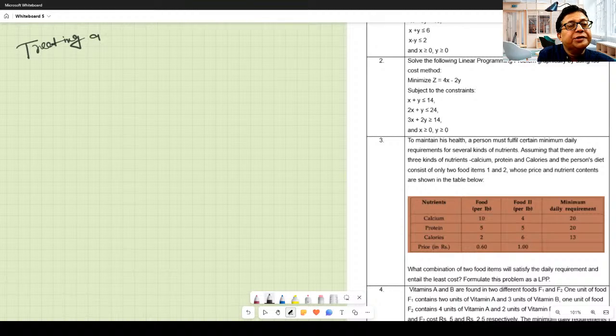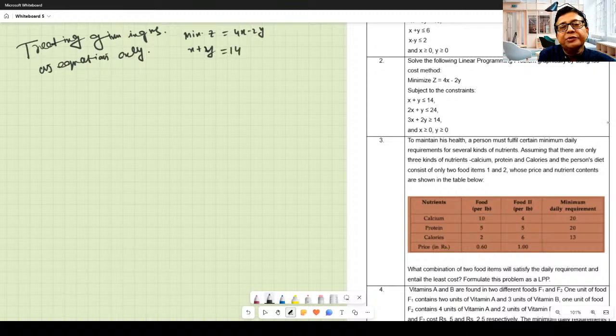So we treat given inequations as equations only. It means that you write here minimize z equal to 4x minus 2y. Then we have to plot x plus y ≤ 14, 2x plus y ≤ 24. No need to copy the whole sum, just start from here.